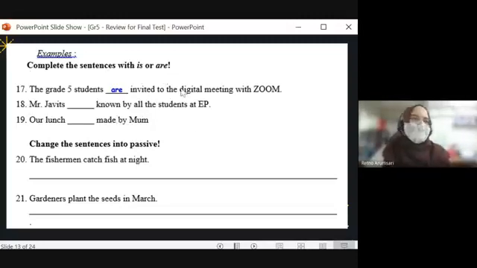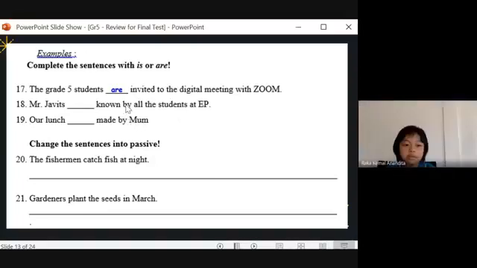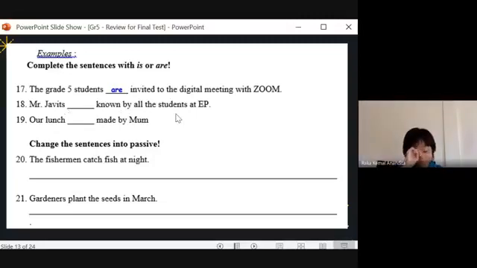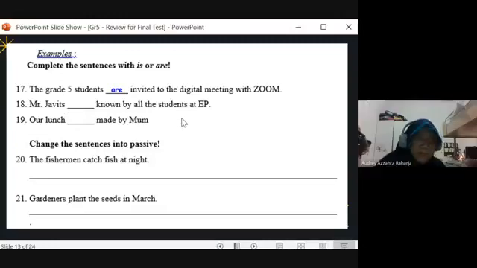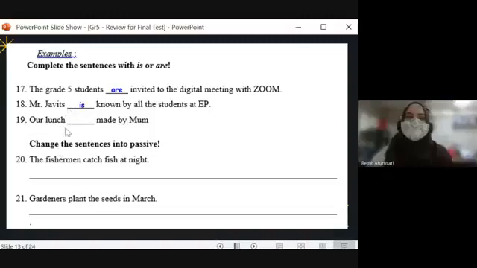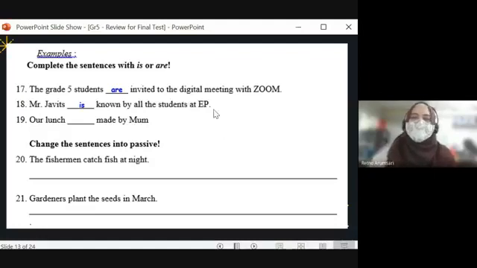What about number 18? Is it is or are? Is. Why is it is? Because it's Mr. Javid's name. There's an S here, but that's his name. The S here is included in the name, so it doesn't mean that there are two Mr. Javid. The answer is is, because there is only one Mr. Javid.